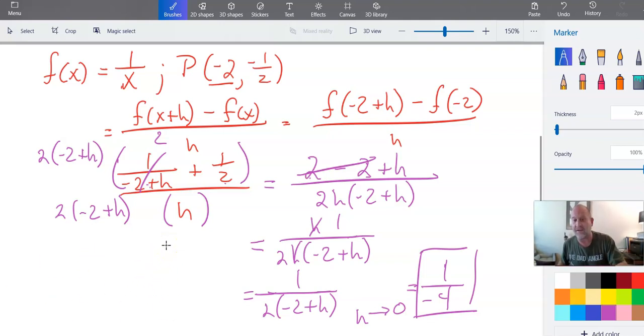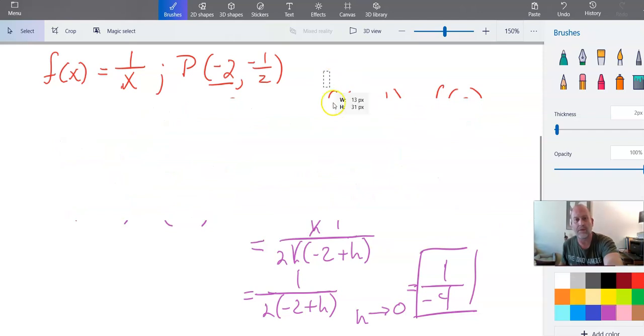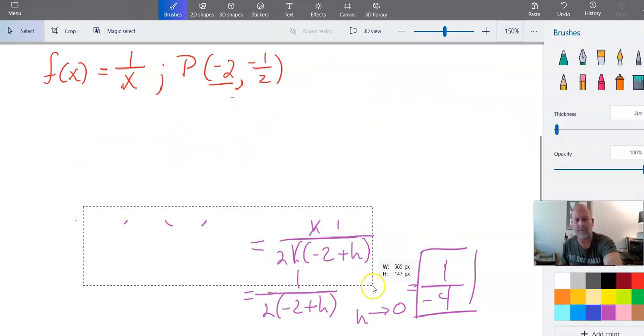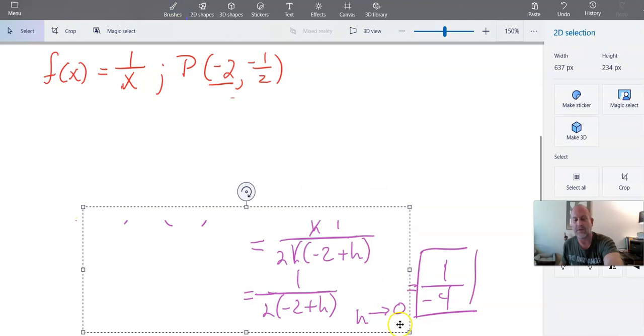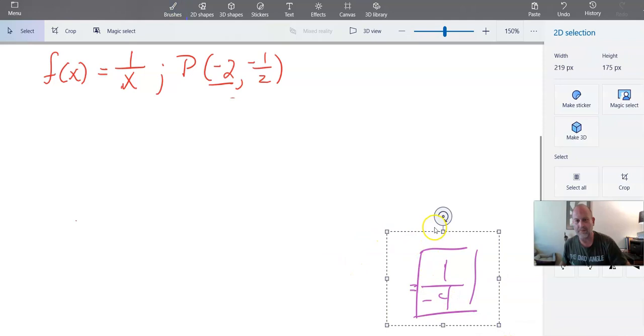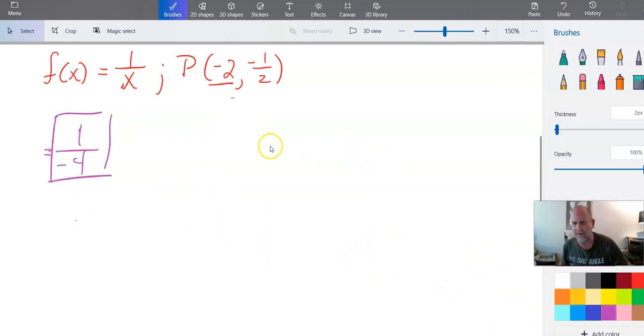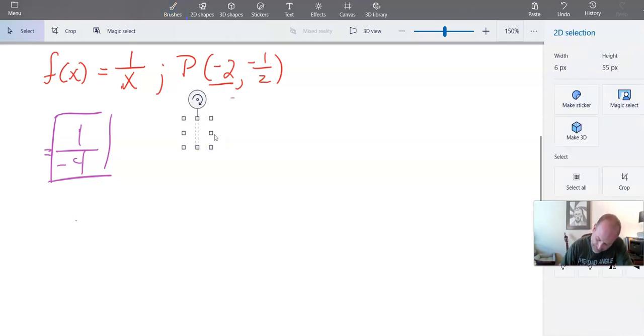Okay, so now we have that. We know our slope is negative 1/4. What we need to do is find the equation of the tangent line. So let's go ahead and get rid of some of this stuff now so I have room. We'll just do this. And then we'll move this one. I'll just put this over here. Boy, I'm sure glad I found out I could do that. That saves me so much trouble.